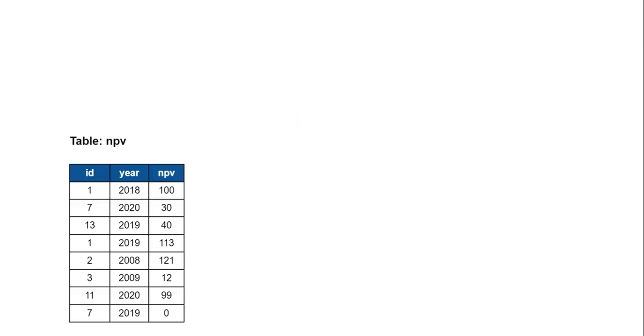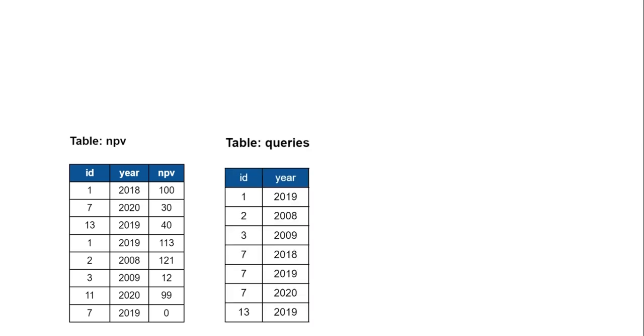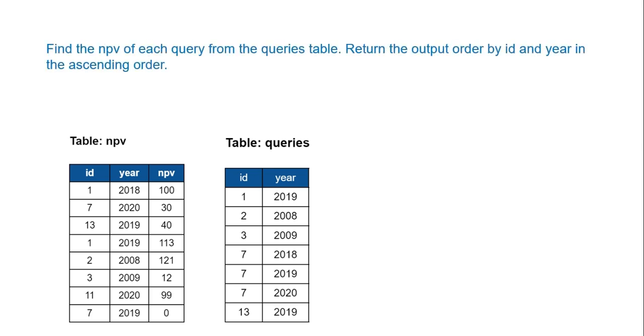Assume that we have two tables, one called NPV table and the other called queries table. The NPV table contains data for different ID and year combinations along with their corresponding NPV values. The queries table lists all the ID and year combinations that we are interested in, and our task is to find the NPV of each query from the queries table, and we have to return the output ordered by ID and year in ascending order.